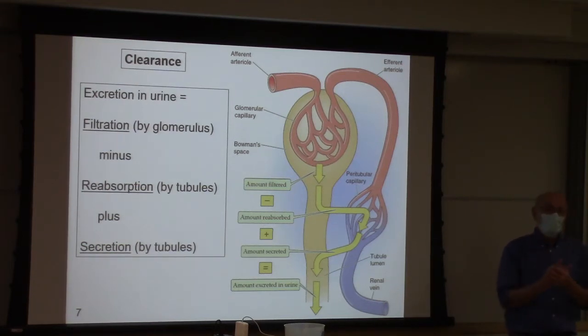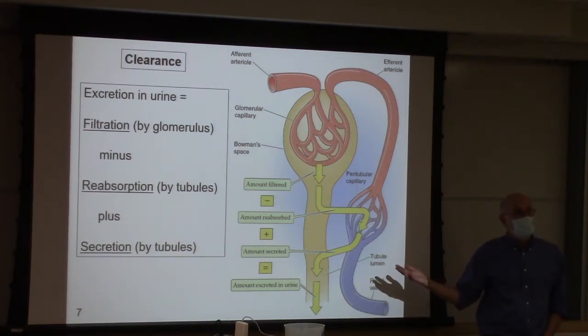We have two primary ways for clearing things from our body: renal clearance, which we're going to be talking about, and hepatic clearance, clearance by the liver. The liver metabolizes a lot of things. We are not going to talk very much about hepatic clearance when we get to the liver. The concepts are the same, so I'm going to teach the concept of clearance in the renal section.